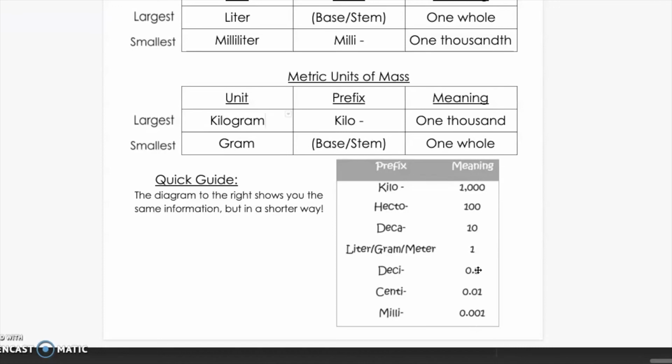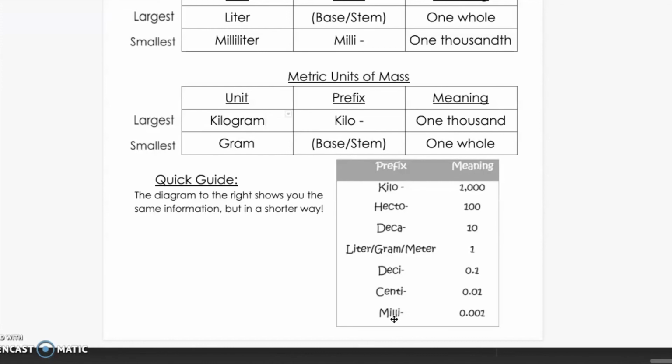Now, if we're looking over here at these smaller measurements, we're looking at things that are a fraction of a meter. So we're going to continue using meter, but you can use liter or gram the same way. So using meter, we have decimeter. Decimeter means 1/10 of a meter. So it takes 10 decimeters to make 1 meter. Next one down is centi. Well, centi means 100th, just like it shows right here in the decimal. 100th of a meter. So it takes 100 centimeters to make 1 meter.